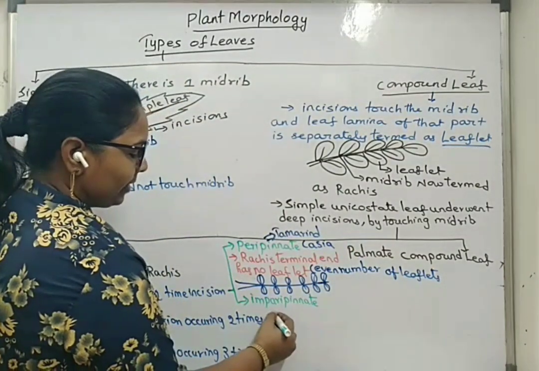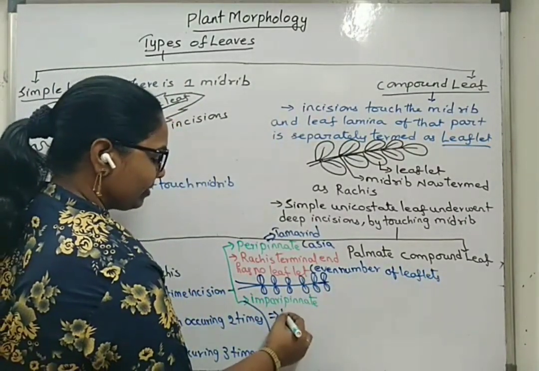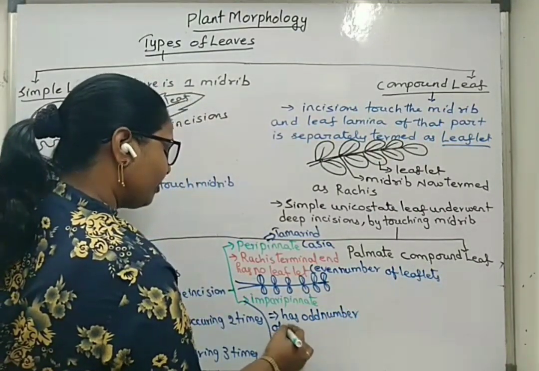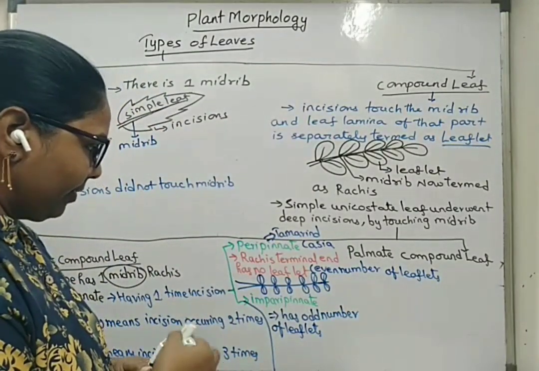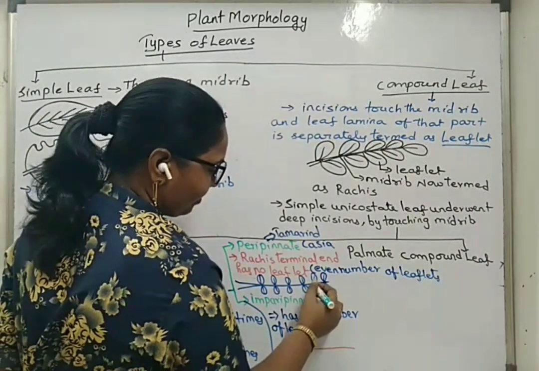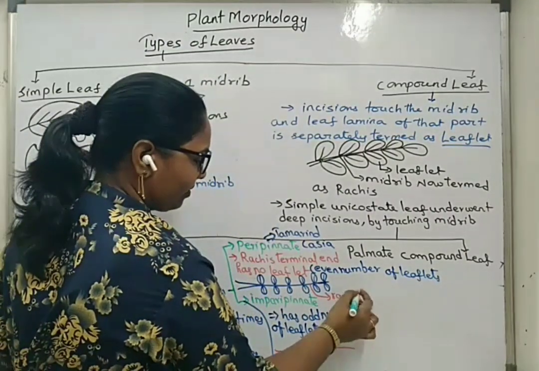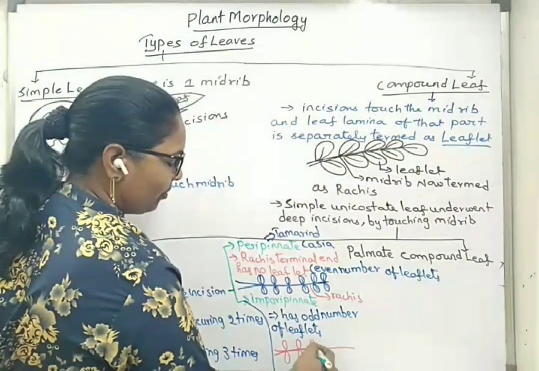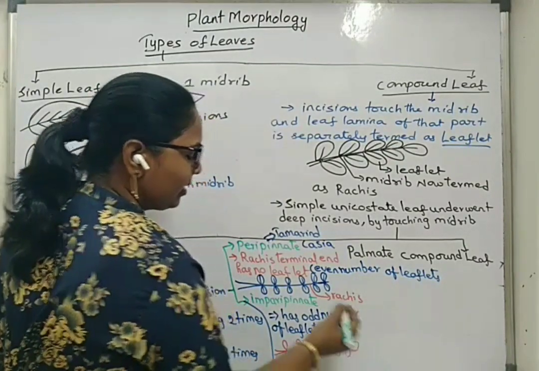In case of imparipinnate, there will be an odd number of leaflets. If you go for a diagrammatic representation, if this is the rachis, we will write rachis here. So here we can write again paired up to a certain length, but the tip ends with one single leaflet.